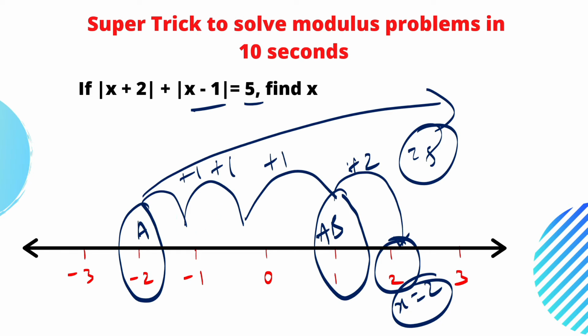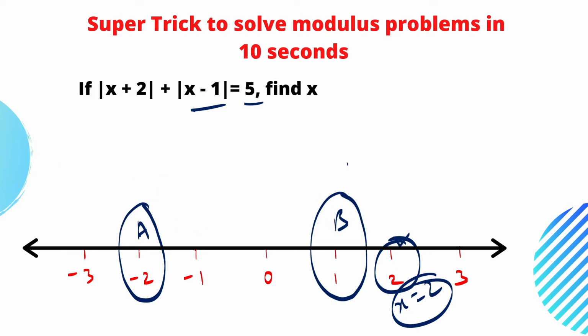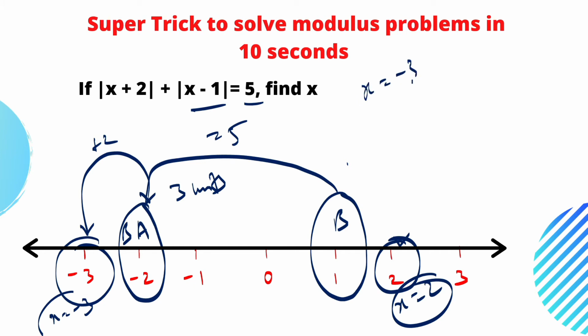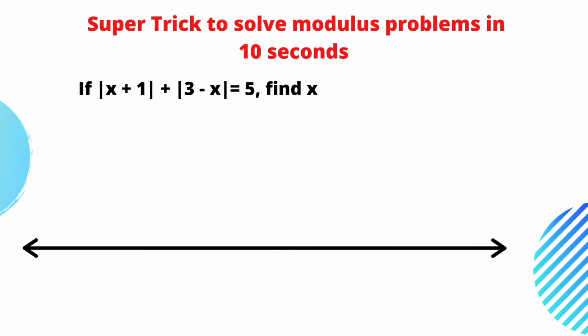Let us take the other case. Now b is traveling towards a. By the time b reached a, it should have traveled 3 units and 2 units are to be covered, and b and a together travel 1 step ahead. This is plus 2 again when we combine. So 3 plus 2, this is equal to 5 and x will be equal to minus 3. So x can take minus 3, x can also take 2. Let us move on to the next question.